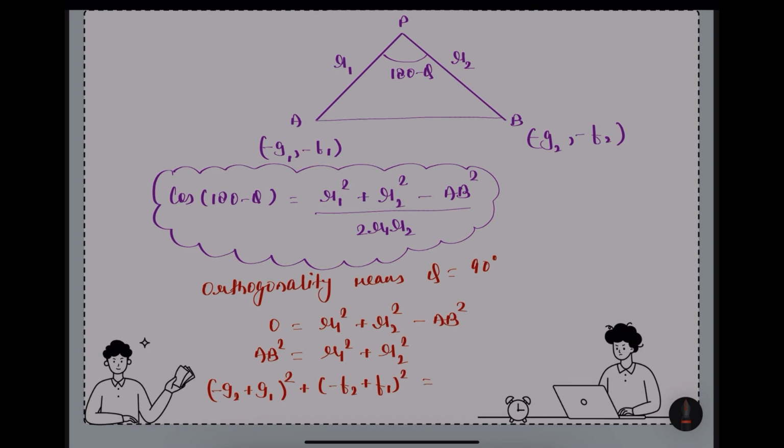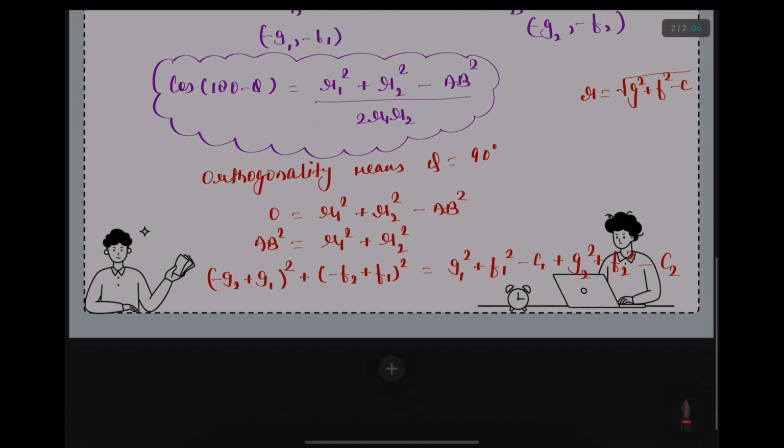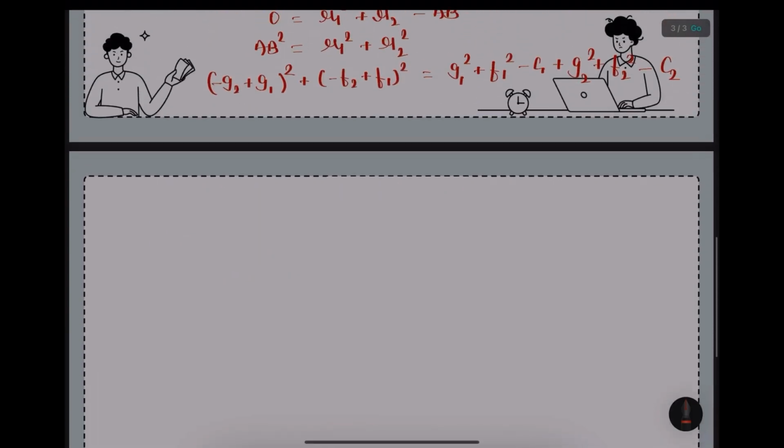Now R1, who is R1? The radius formula is root of g square plus f square minus c. R1 will be root, but here we have a square, so the root will be neutralized. So it is g1 square plus f1 square minus c1, correct? Now go with the next part, R2, which is g2 square plus f2 square minus c2. Till this part you are comfortable? Okay, now look at this.